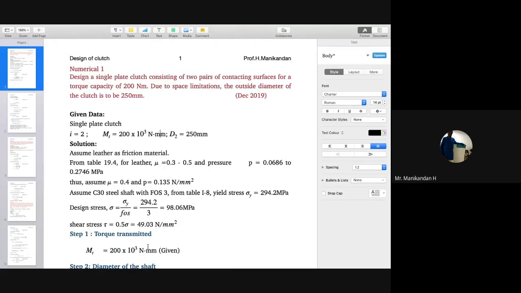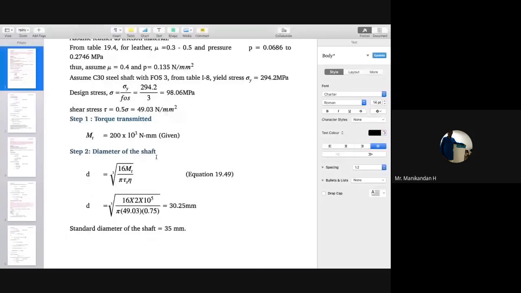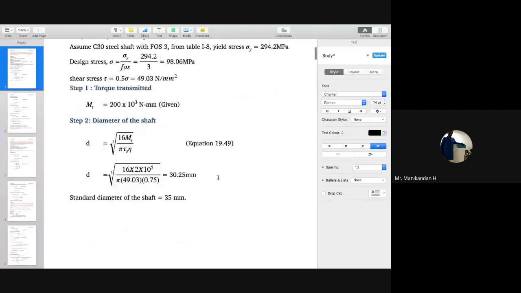So always remember two things: if the friction material is not stated in the question, you have to assume leather as the friction material and go to table number 19.4 to find those values. And for design of the shaft, diameter of the shaft, we have to assume some material for the shaft, assume C30 steel most of the time because they won't specify it in the question, for which you have to remember the yield stress value and factor of safety, so that you can take the allowable shear stress value for the shaft material. Any doubt?